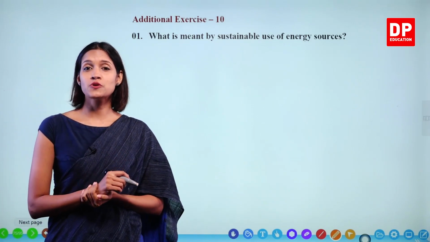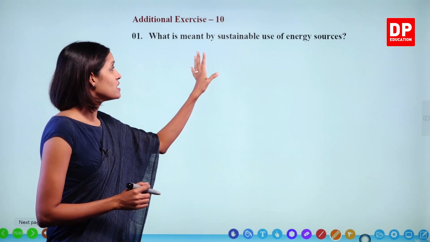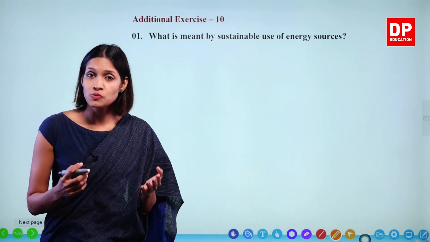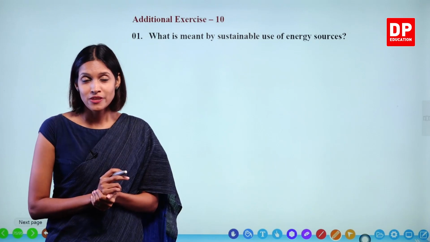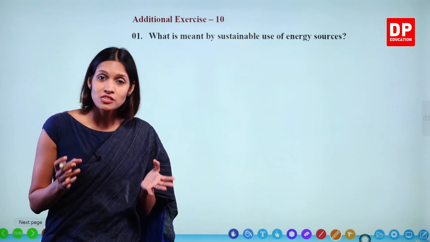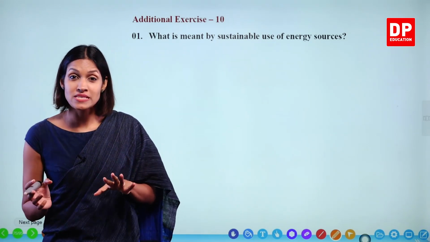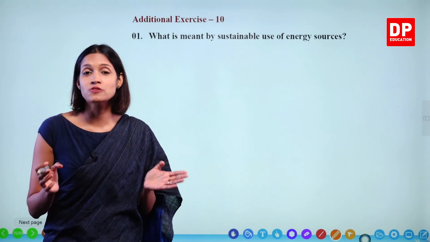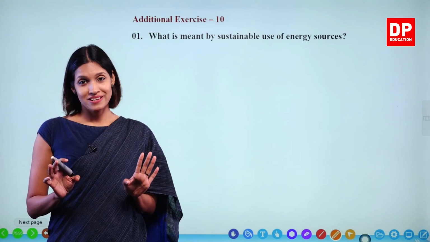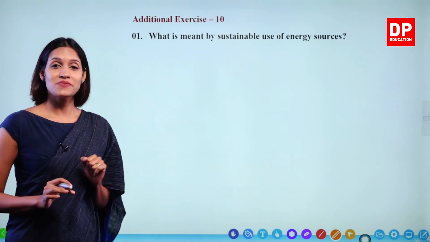Sustainable use of energy sources means the use of energy sources in a certain way so that future generations also can use them, right? So using energy sources without wasting, wisely we have to use them so our future generations also use them, right? Okay, let's write this one.